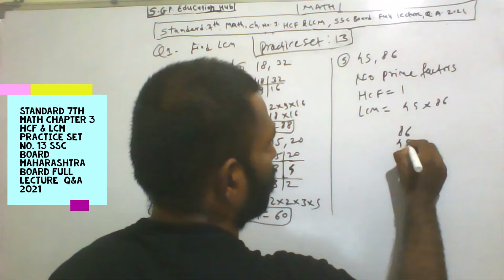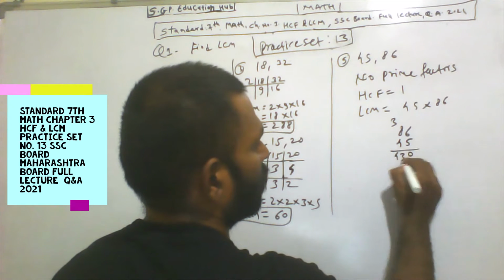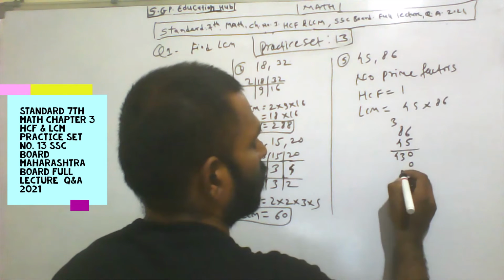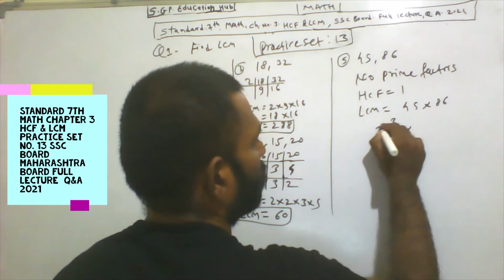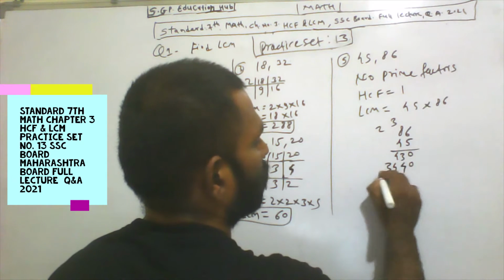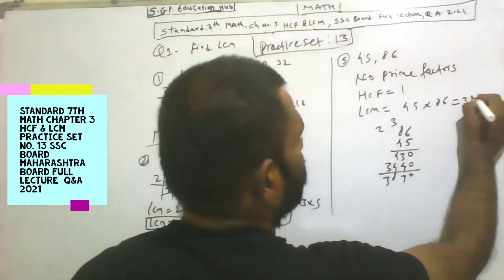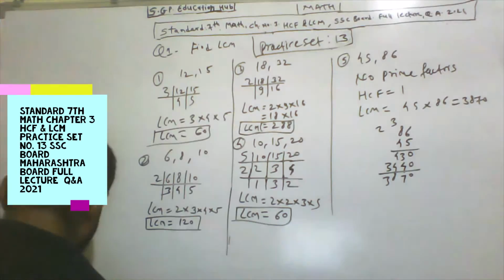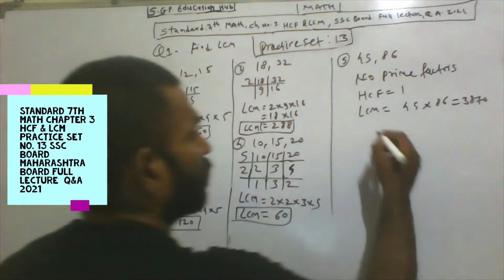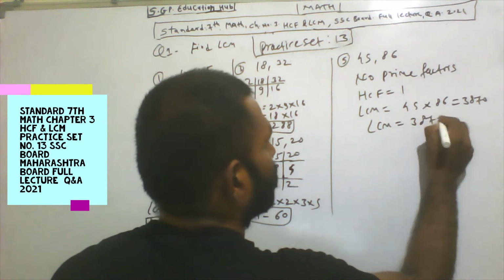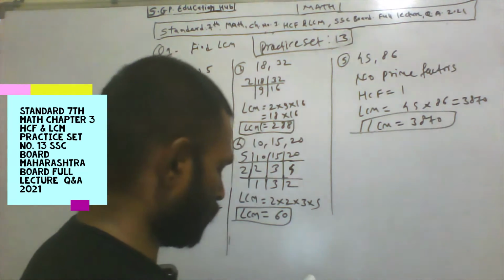86 times 45. 5 6s are 30, 5 8s are 40, 43, 0. 4 6s are 24, 2, 4 3 4. Okay, 7 8 3. So the answer is 3870, the LCM of the numbers 45 and 86. Okay, 3870 is the LCM. 3870.